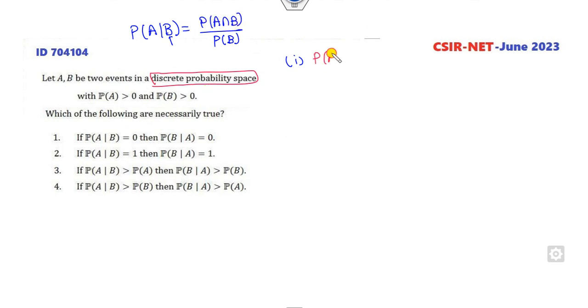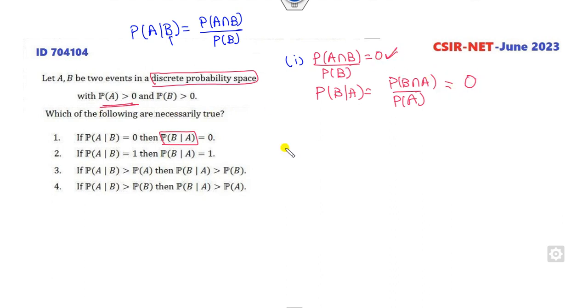I can write this as A intersection B as 0 over P of B. So what is the meaning of that? Intersection will be 0. So how can you define this value? This is divided by P of A. This is B given A, B intersection A, because P of A is strictly greater than 0, B is 0, so this value is 0. The first option is the correct option.